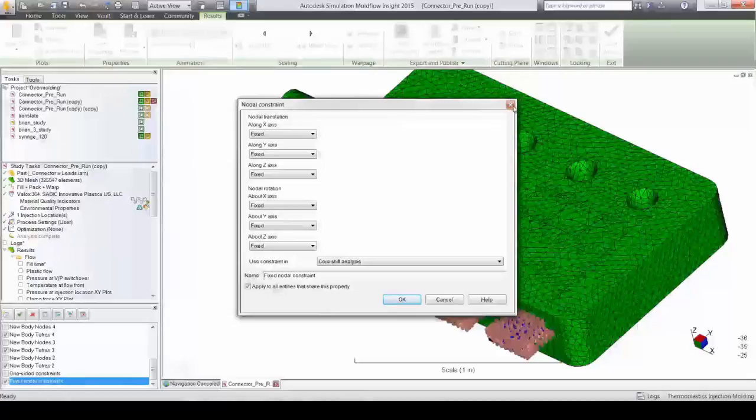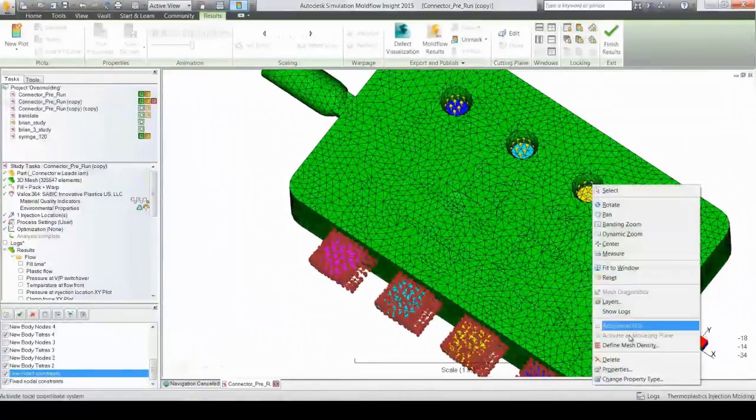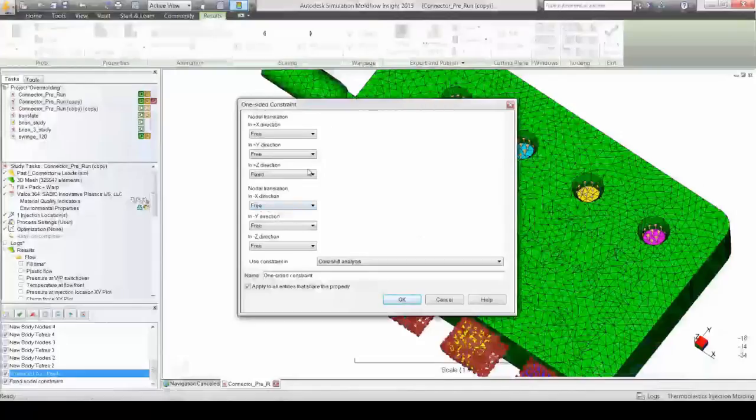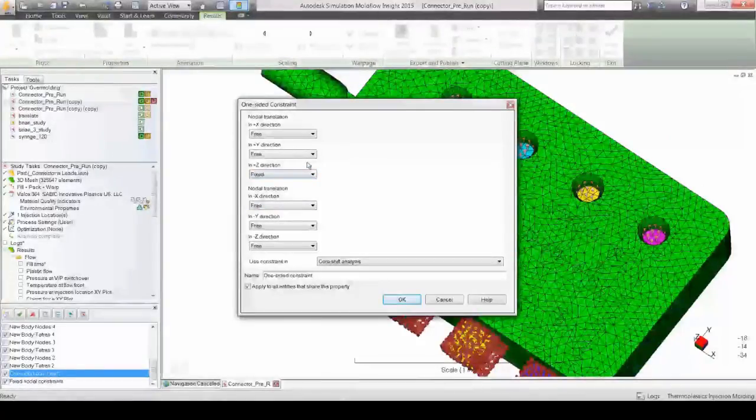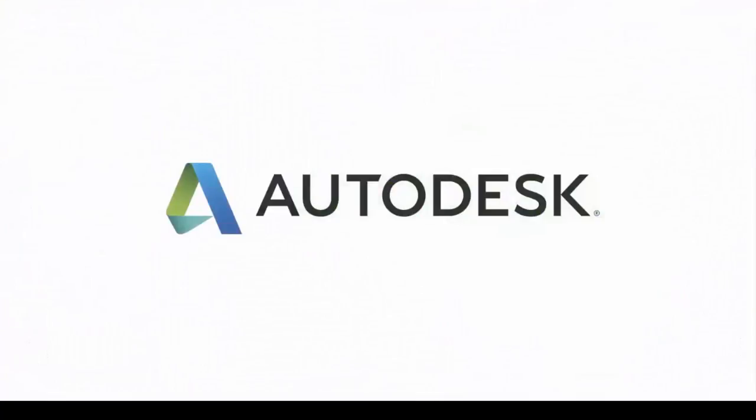But what if there is a simulation where the component cannot be fixed in all directions? No worries, Autodesk Simulation Moldflow Insight also allows for one-sided constraints as well as potential limits to the allowed movement of that component. Autodesk Simulation Moldflow Insight, a realistic way to represent your process, including one-sided constraints.